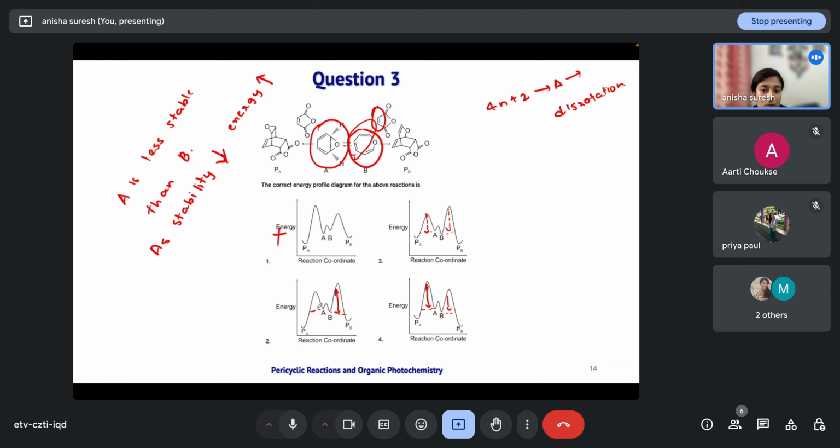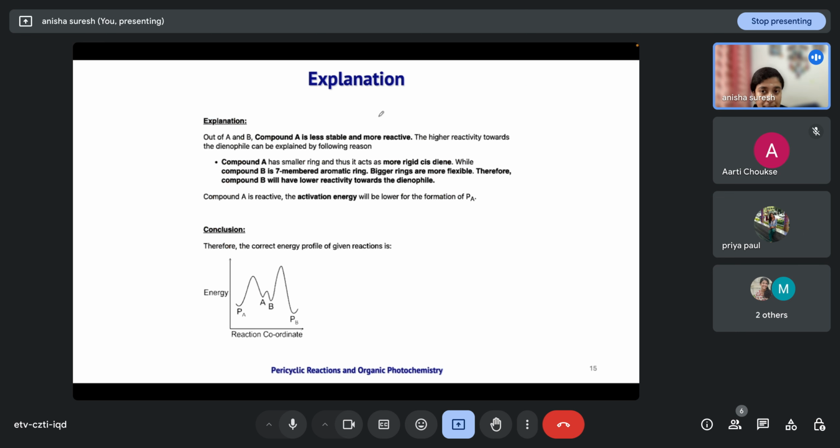Now, this is also another option which we can get confused with. Among PB and PA, PB will be more stable because here there is the presence of a three-membered ring which is little strained. So PA will be less stable than that of PB. So option 3 will be the right answer that should be coming. Fine. So this is the explanation.